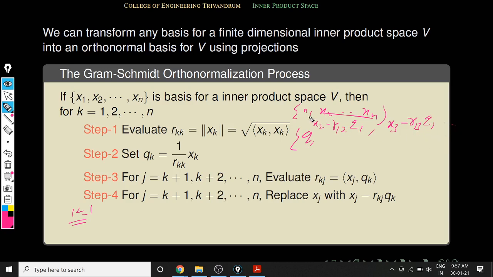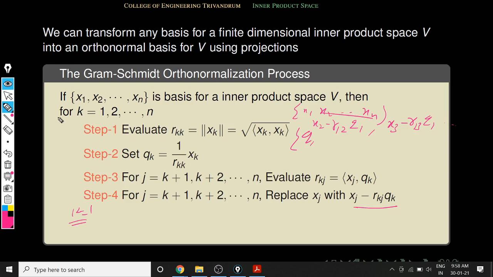So if the given set X1, X2, up to Xn is a basis, our aim is to construct a new orthonormal basis for the same vector space. We denote the new basis as Q1, Q2, up to Qn. First we compute R11, and then Q1 is defined like this. Once you get Q1, then we replace all the X2, X3, up to Xn using this rule.